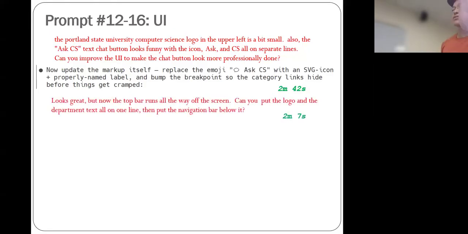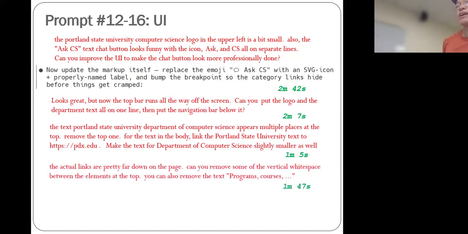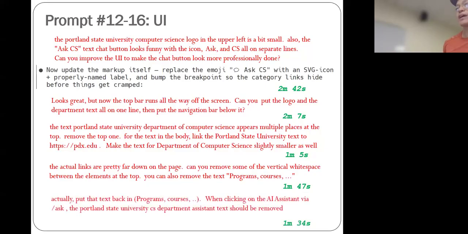Looks great. Top bar. So this is a UI fix. 2 minutes. Another UI fix. It's just Department of Computer Science was appearing multiple times. Actual links are far down the page. Remove some vertical white space, and then remove this text, programs, courses, and whatever. And then it removed it, and then I was like, no, actually put that back. I kind of liked it. So then it put it back, and it didn't get mad at me for undoing the work that it had just done. And then it finishes that.